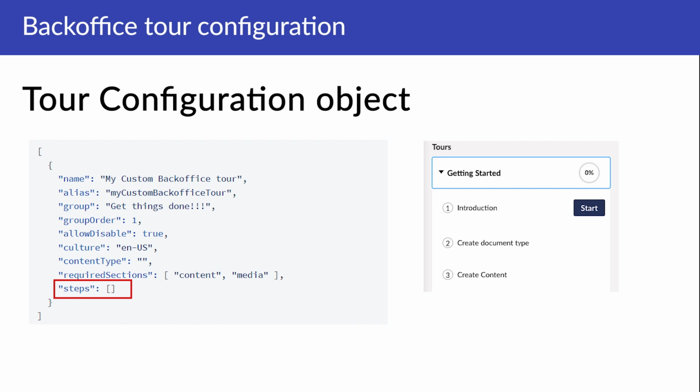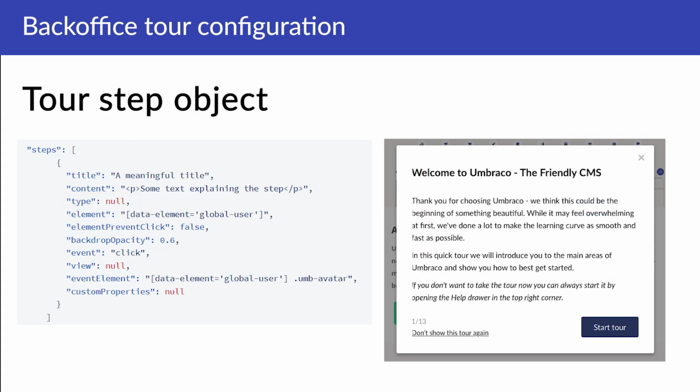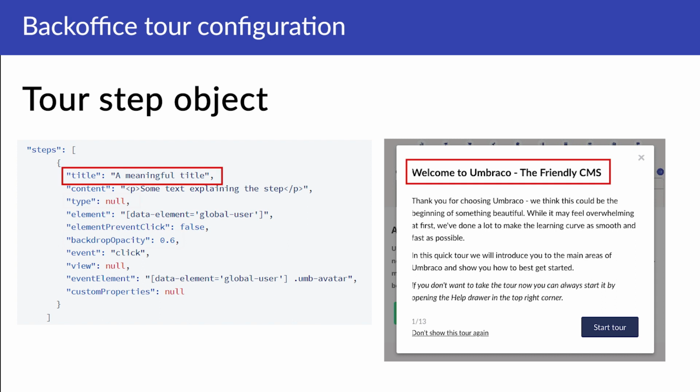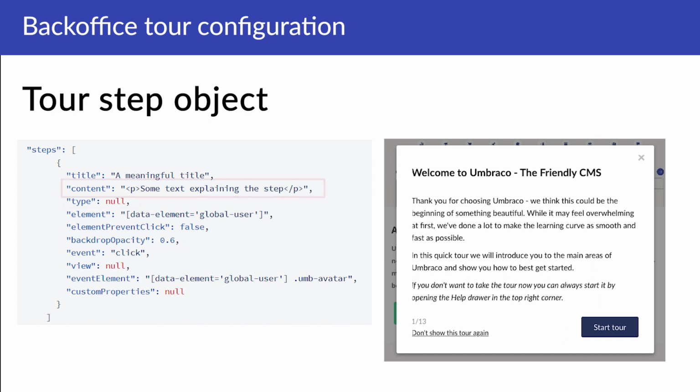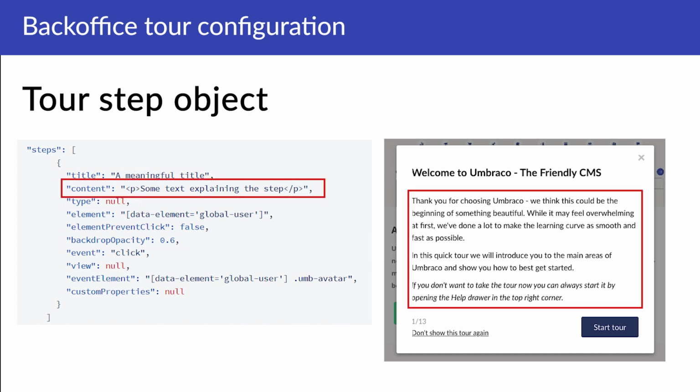Awesome. Now let's take a look at the tour step object. The tour step JSON object contains all the data related to our tour step. As you can see on the image here, we have an example of how the tour step object looks. Now let's quickly go through all of them and have a small explanation of what each of them does. The first property that we have is the title. This is the title shown on the tour step. Next, we have content. This text will be shown on the tour step, and it can contain HTML markup.